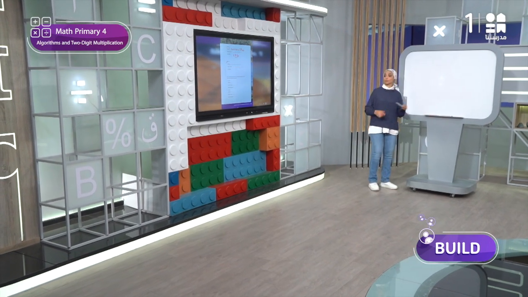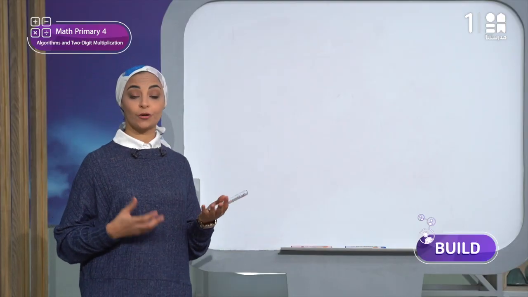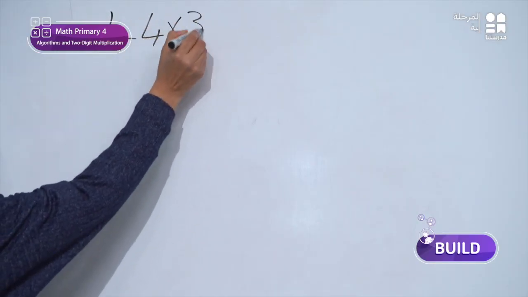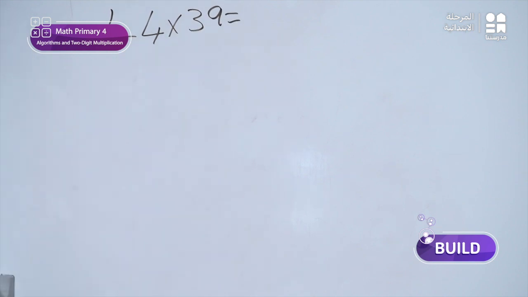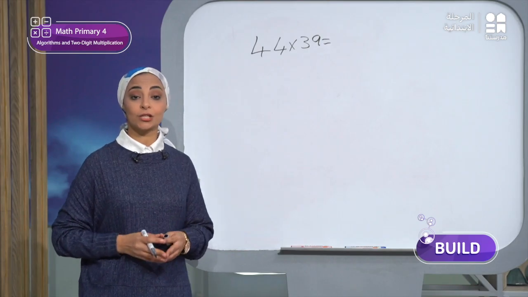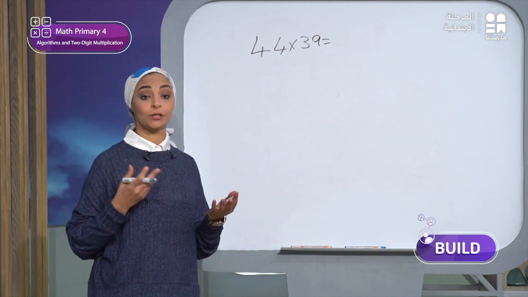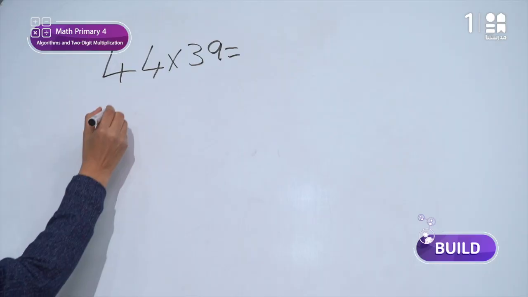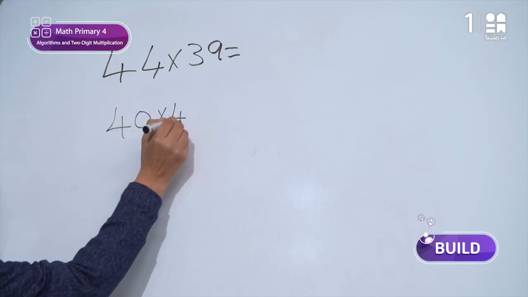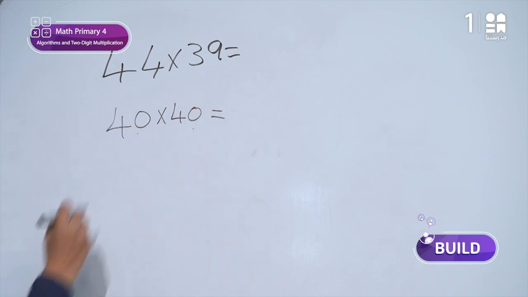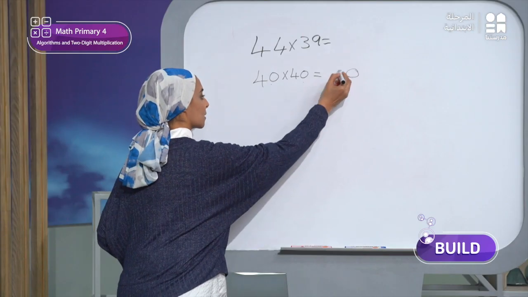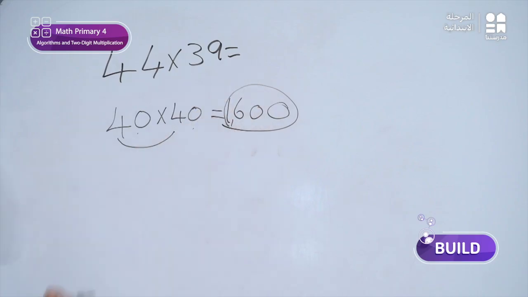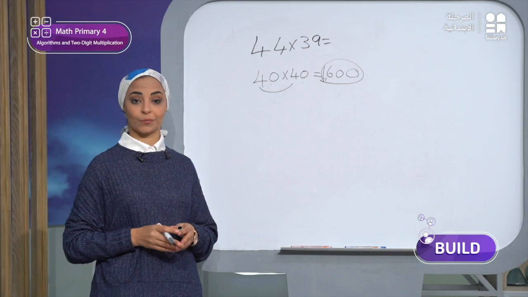Here in problem number 3, we need to multiply 44 times 39. We need to multiply 44 times 39 equals what? In the first step, we will estimate. We will do estimation to the answer. We can round 44 to 40 with 39 also to 40. So what should I do? I'll multiply 40 times 40. So 40 times 40 equals what? I'll put the 2 zeros here. Then 4 times 4 equals 16. The answer is 1,600. And this is the estimated number.